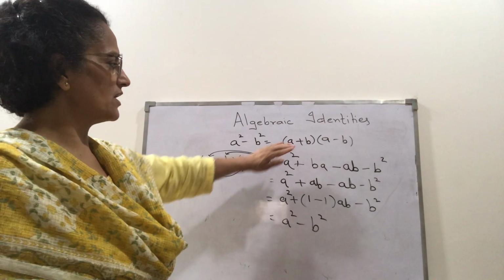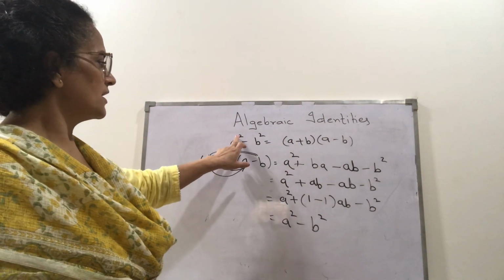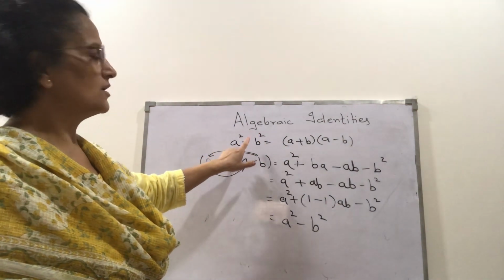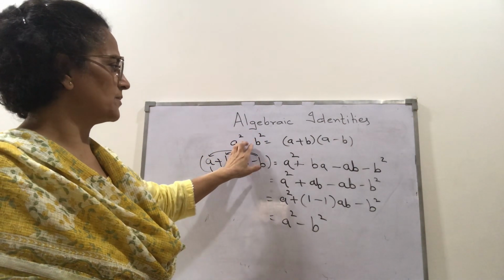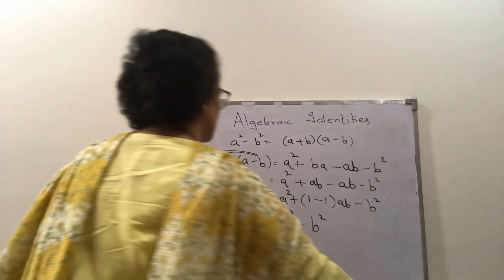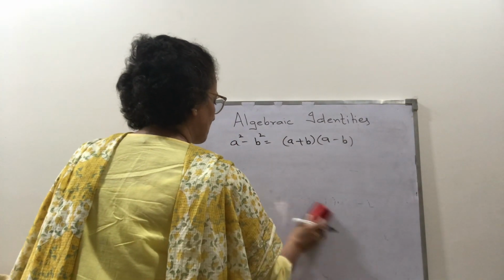So this is the way you get this identity and how to remember it. If squares are there and a minus sign is there, you can write it as (a plus b)(a minus b). Let's take an example of how to use this identity.